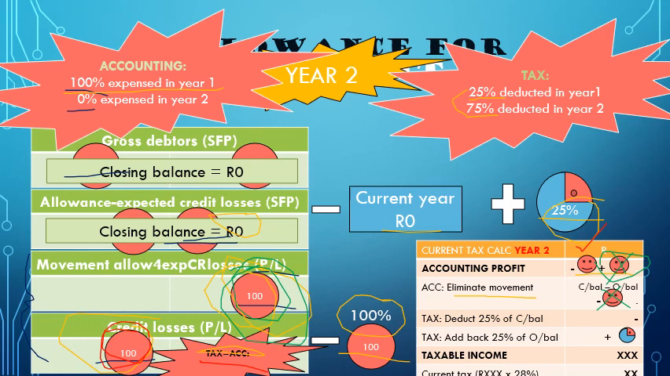Okay, then we have to go and deduct 25% of our closing balance for our allowance, which is 0, and we have to add back the 25% deduction that we got last year. So effectively what is happening here is we have the 100% deduction, and here we are adding back 25%. So effectively for tax purposes in year 2, we are getting a 75% deduction.